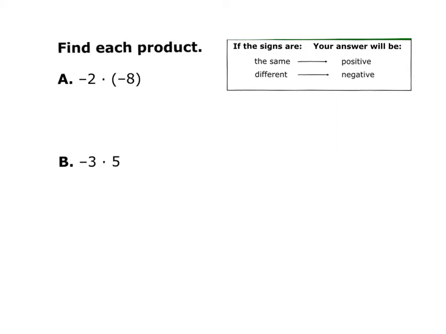All right, find each product. So the first one we have negative 2 times negative 8. The signs are the same, so I know my answer will be positive. So I'm just taking the absolute value of those integers and multiplying them. So 2 times 8 is 16. Because my signs are the same, my answer will be positive, so it stays positive 16. Okay, and the second one, my signs are different, so I know my answer will be negative. 3 times 5 is 15, so my answer is negative 15.